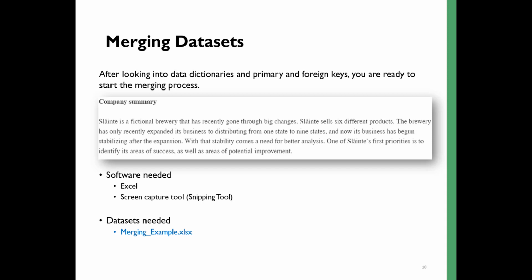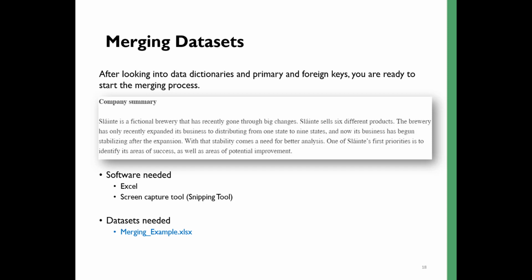The company sells 6 different products. The brewery has only recently expanded its business from distributing in 1 state to 9 states, and now its business has begun stabilizing after the expansion. With that stability comes a need for better analysis. One of the company's first priorities is to identify its areas of success as well as areas of potential improvement.